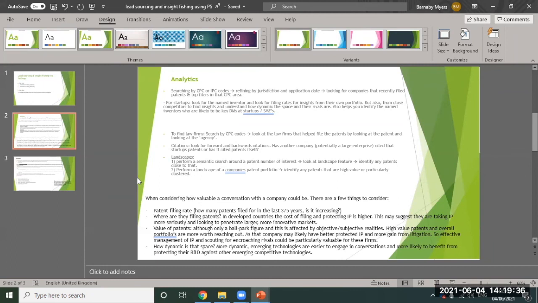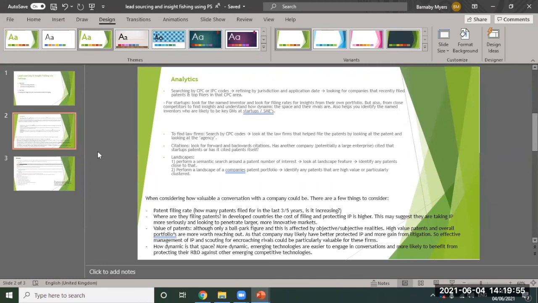How dynamic is the space? More static spaces, where innovation is less intense, it's less competitive. The value that they're going to get from PatSnap is going to be less than an emerging technology space where there's a lot of innovation. Patent filings are quick and it's hard to understand the prior art. So these are important things to consider.